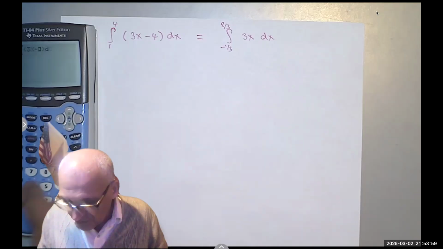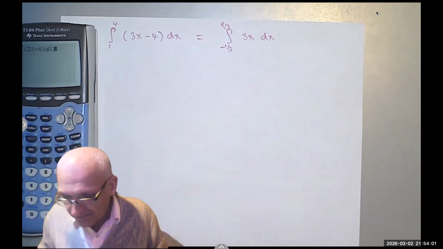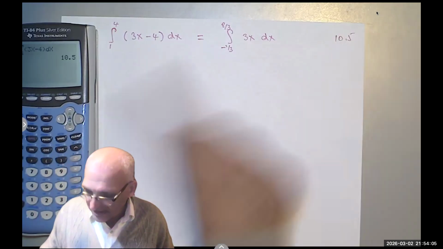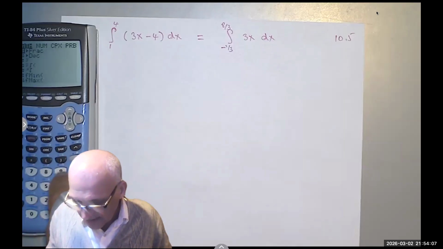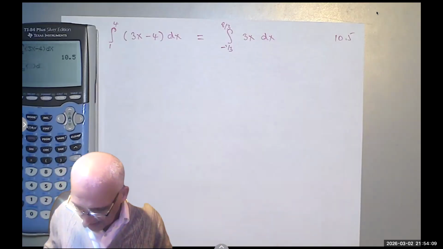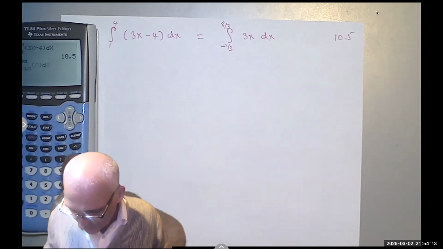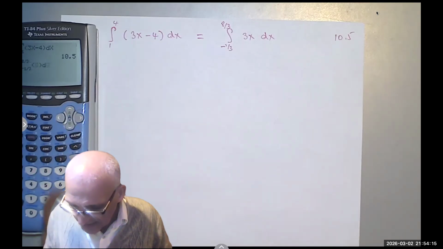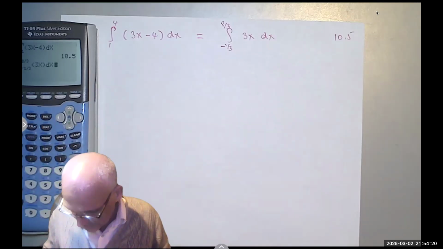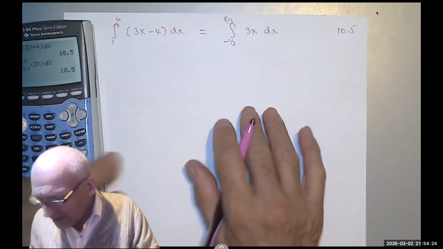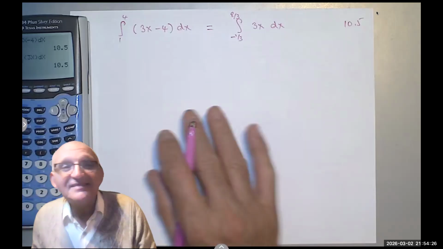3x minus 4 dx. And the result is 10.5. Let's try this one. So math 9 for integration: the integral from negative 1 over 3 to 8 over 3 of 3x dx. Hopefully I did it correctly. 10.5. And you say, no, I can make it even better.